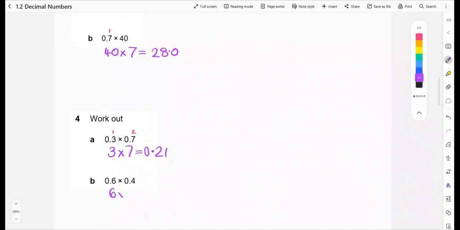Apply the same idea for this one. 6 times 4 is 24. Count the digits after the decimal place. In the whole question, I've got 1 there, and then I've got 2 there. So therefore my answer should have 2 after the decimal place there. And like before, that's looking a bit strange, so we need to add that leading 0.